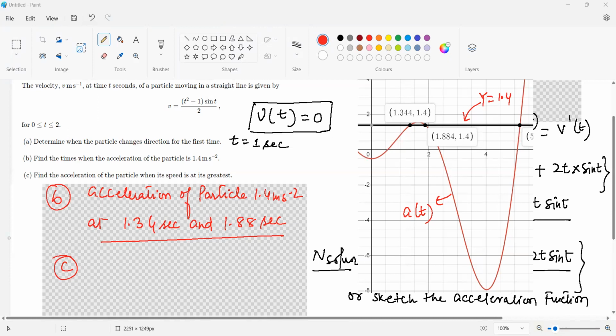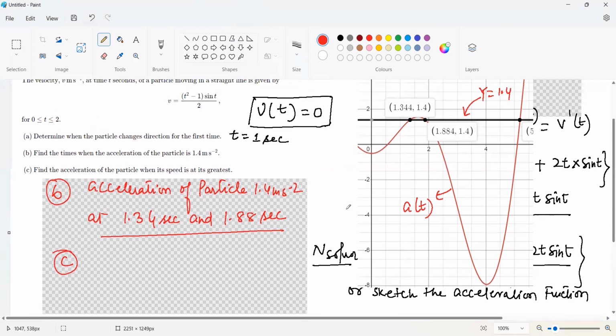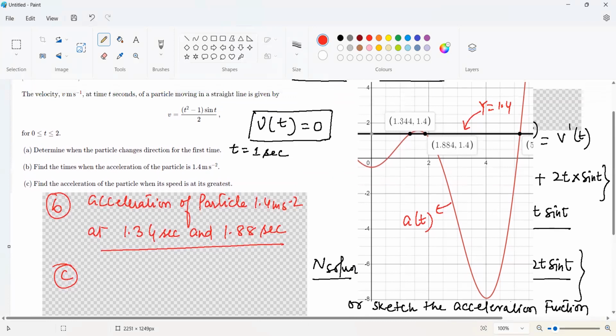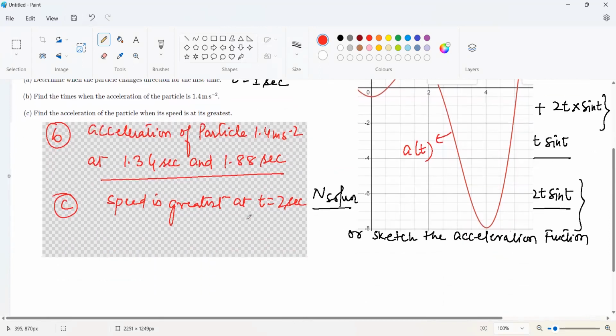So what I mean to say, the section A graph that we had drawn, I'm not going to repeat that graph. So I'm just writing: speed is greatest at t equals 2 seconds. So what is the acceleration at t equals 2 seconds?